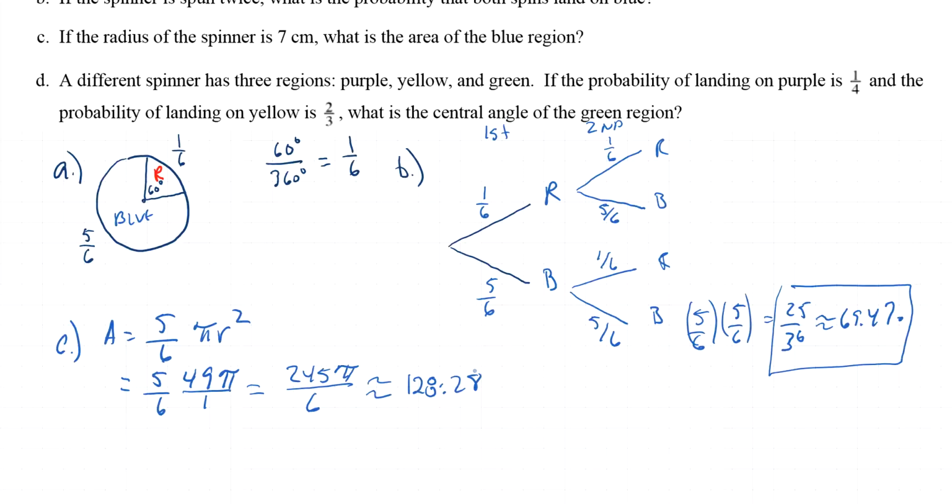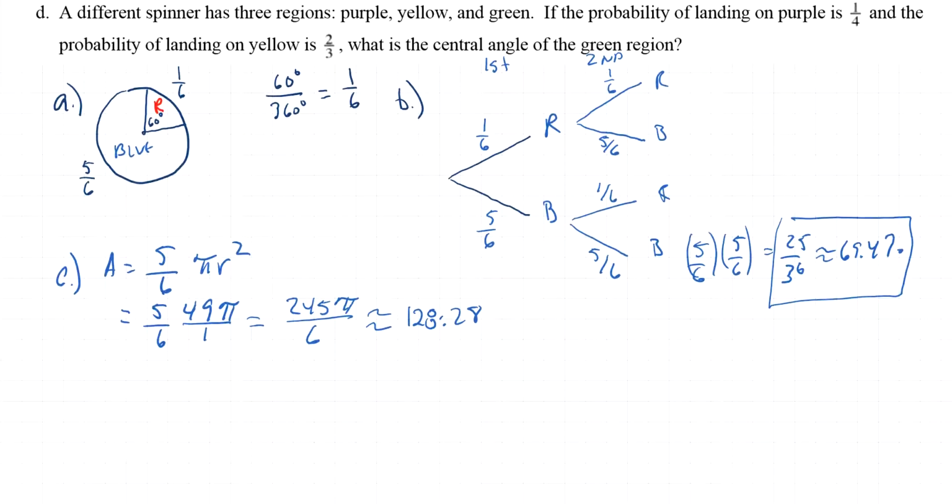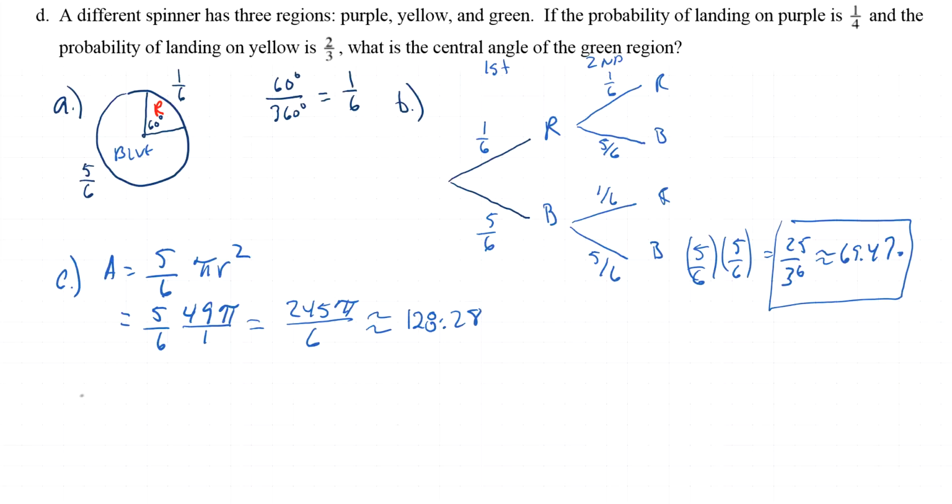For D it says a different spinner has three regions, purple, yellow, and green. Okay, so let's go here and let's make a picture of that. So we have a different spinner. It has three regions. The probability of landing on purple is 1/4, and the probability of landing on yellow is 2/3. What is the central angle of the green region?